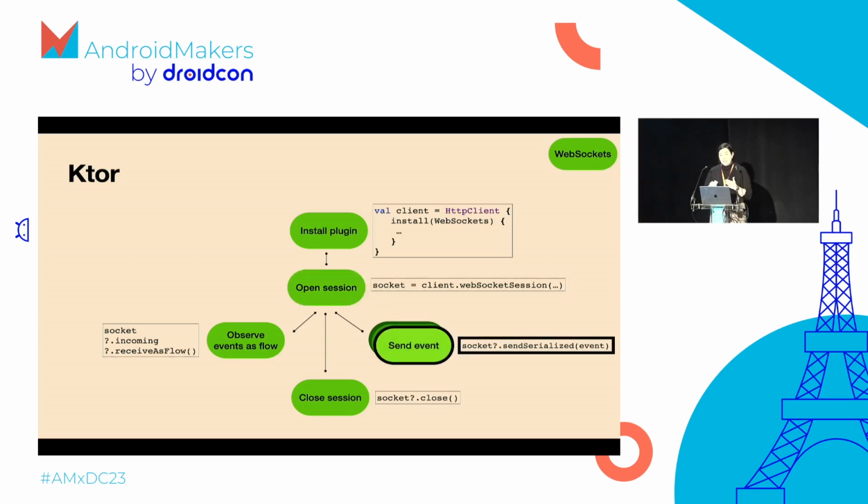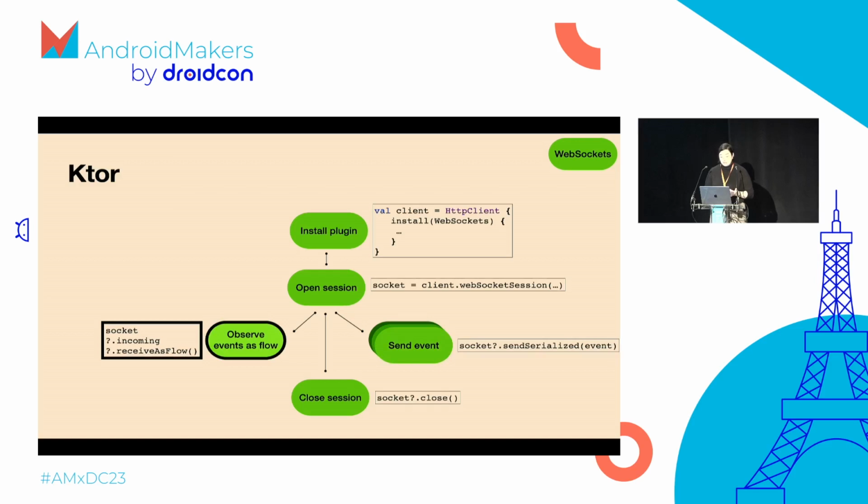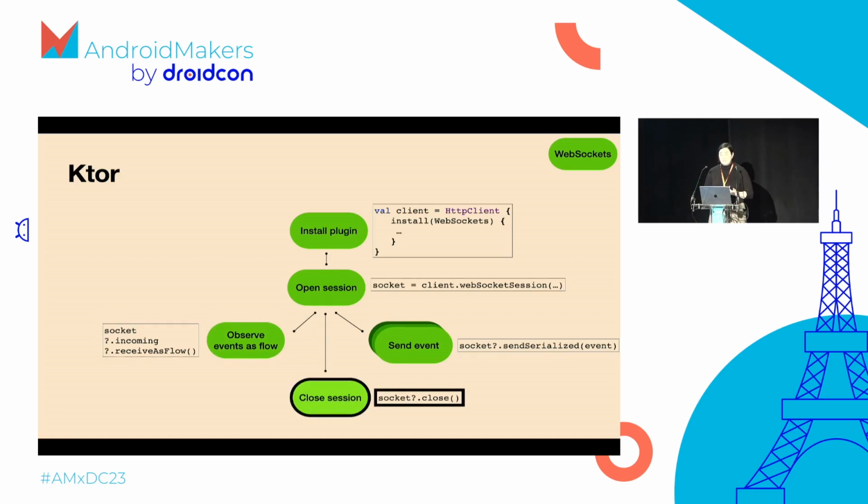And then we have a couple of options. We can either send events, or chat events, to our friend over the WebSocket via the server, which is quite a mouthful, using the send serialized function. But we also want to hear from our friend. So we set up the app to observe the incoming events as a flow, as a Kotlin flow. And you need to use the content converter here to deserialize the events that are coming from the server. Finally, when it's time to end the chat, we of course have to close the session, as good upstanding folks.